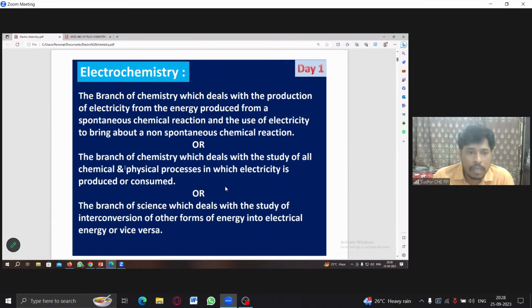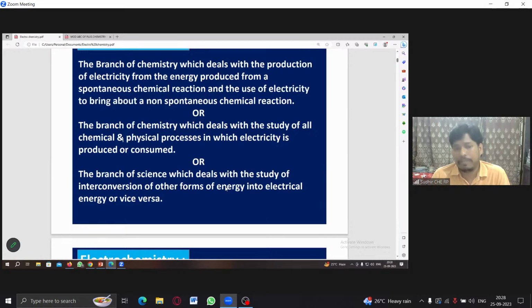So now, the next definition or next statement: the branch of chemistry which deals with the study of all chemical and physical processes in which electricity is produced or consumed. The same kind of statement, but in a simplified way. Either it may be a physical process or a chemical process, the consumption of electricity or the production of electricity. These two we are going to study in this chapter mainly.